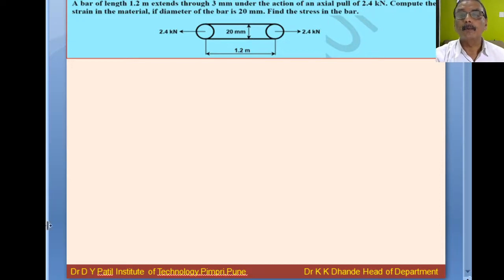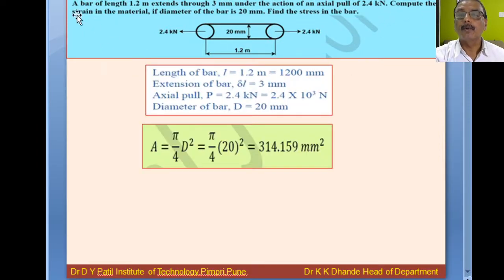Means we have to, yes, figure is given, 20 mm rod diameter, which length is 1.2 meter, and tensile force of 2.4 kilonewton is acting on it. So read this problem and we note the given data. Length of the bar, that is 1.2 meter, convert into mm, 1200 mm. Extension of the bar is nothing but it is a change in length. Extends through 3 mm. It means it is a change in length.